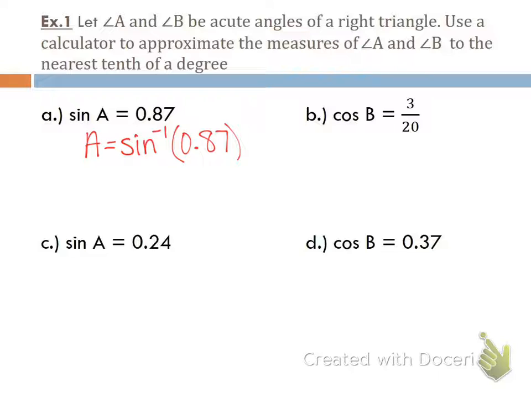You're going to have to press the second button and then press sine, and it'll give you inverse sine. And then I put that number in. And then you put in 0.87. Okay, on yours you're going to put in 0.87, then press second, and then sine. And then I don't think you'll have to press equal to it. Yeah, it's already on there.